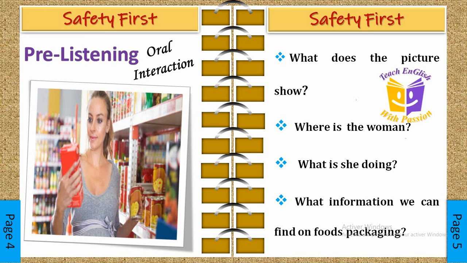Starting with the pre-listening phase, the teacher displays a picture as the one shown here and he interacts orally with his learners. The teacher can ask, what does the picture show? Where is the woman? What is she doing? What information can we find on food's packaging, and is it necessary to read and check that information before buying any food product? This activity serves as a warm-up and paves the way for the coming task.